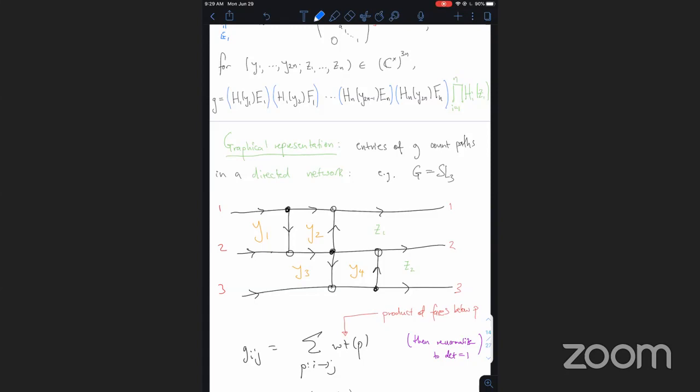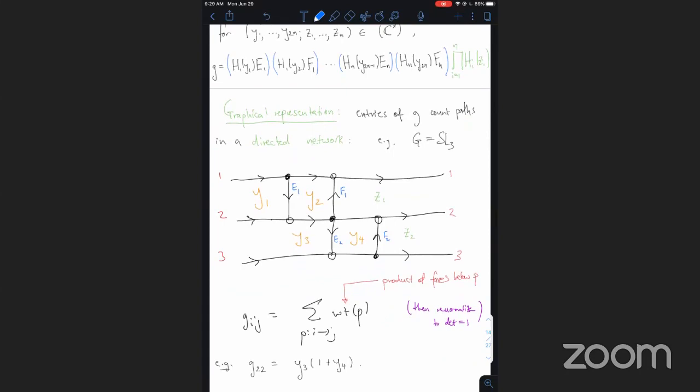So this first vertical edge points from the first row to the second row. This represents the elementary matrix E sub 1. This second vertical one, the matrix F sub 1, points up because it's the transpose of the E. We have E sub 2 and F sub 2.